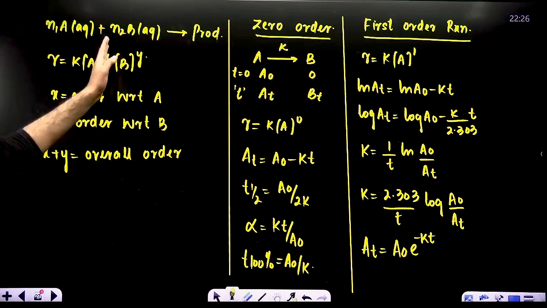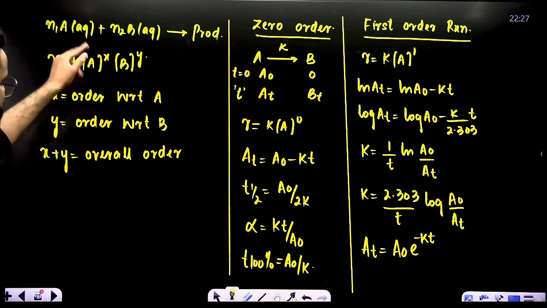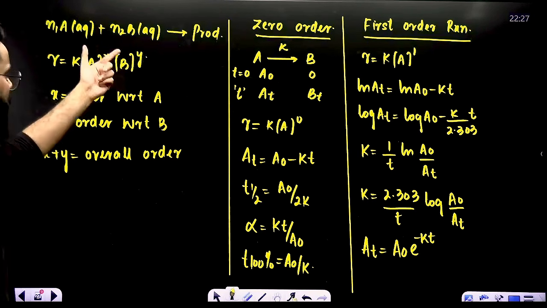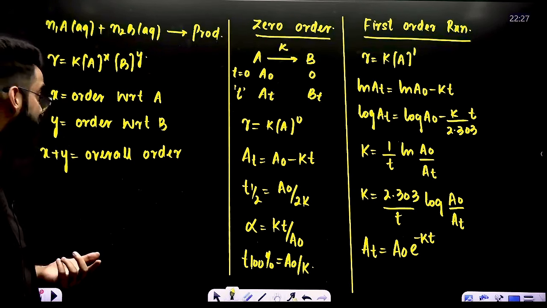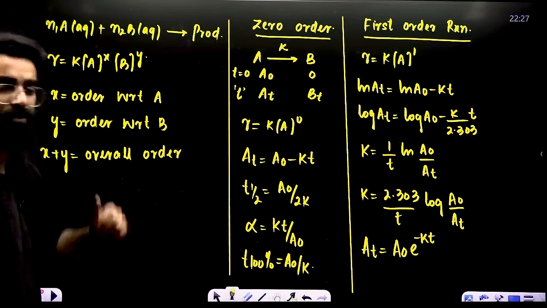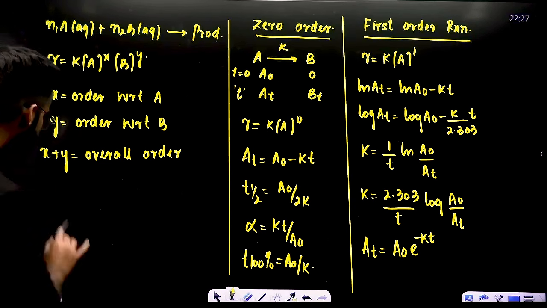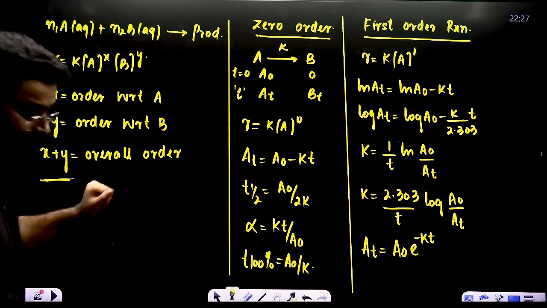It's in balanced form. Rate is equal to rate constant, concentration of A raised to power X, concentration of B raised to power Y. How do you calculate X, Y? X and Y you calculate experimentally. X is what you call the order with respect to A, Y is what you call the order with respect to B. And X plus Y over here is what you call the overall order of the reaction.